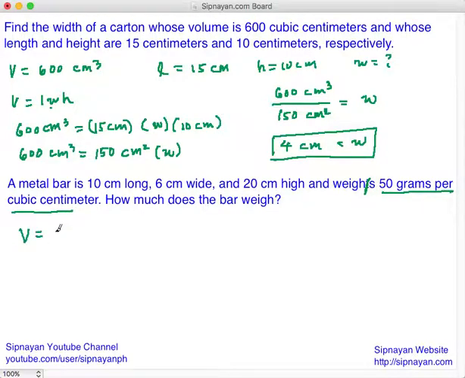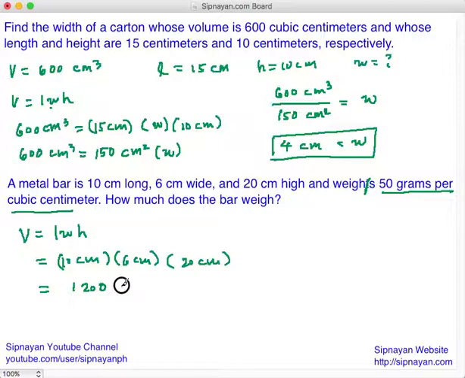So, volume equals length times width times height, which is equal to 10 centimeters times 6 centimeters times 20 centimeters. So, this is 60 times 20, which is 1,200, because 60 times 2 is 120, and then you have one more 0. So, 1,200 cubic centimeters.